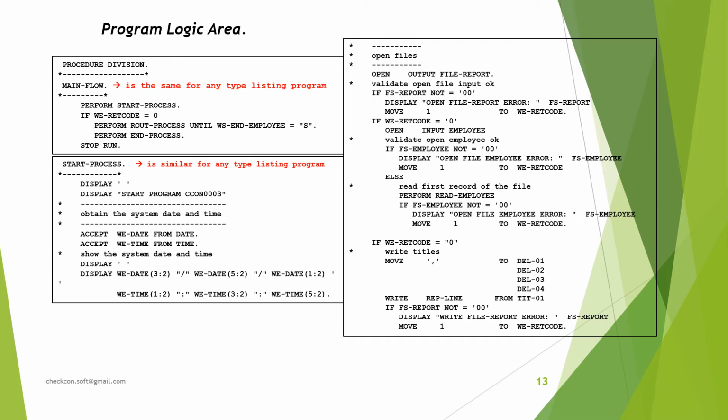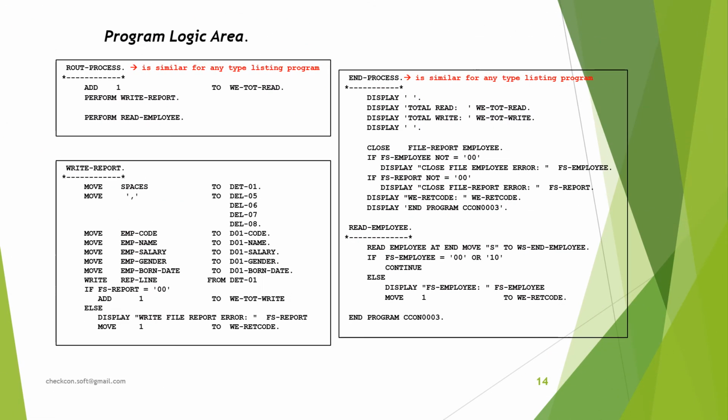Program logic area. Main flow is the same for any type listing program. Start process is similar for any type listing program. Route process is similar for any type listing program. End process is similar for any type listing program.